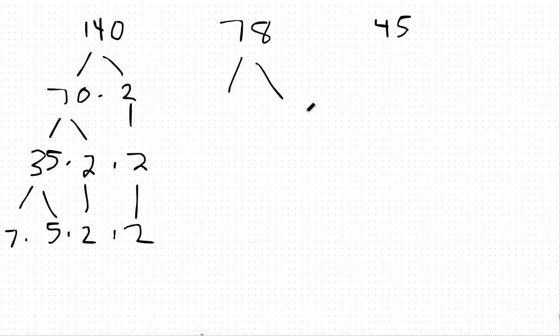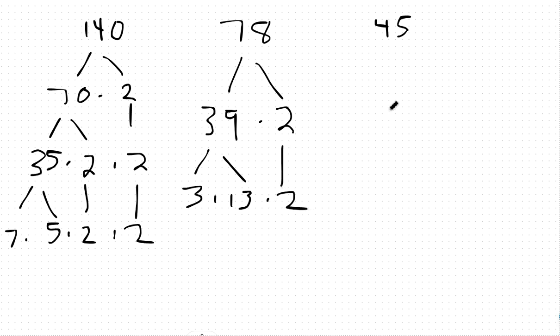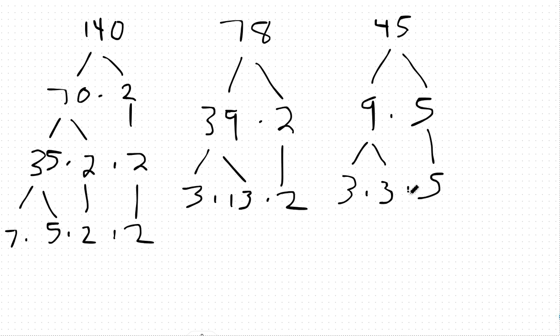Okay, 78, that's 39 times 2. And we could break down 39 further to 3 times 13 times 2. Okay, and 45, we could do 9 times 5. And 9 we can break down to 3 times 3. And 5 is just going to stay 5.